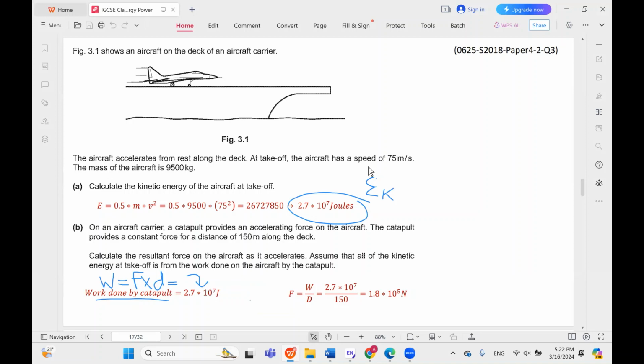So therefore, we can get the force simply by dividing work over distance. So force equals work over distance. And we have the work as 2.7 times 10 power 7, and we have the distance as 150. So we divide and we get the value of the force, which is 1.8 times 10 to the power of 5.